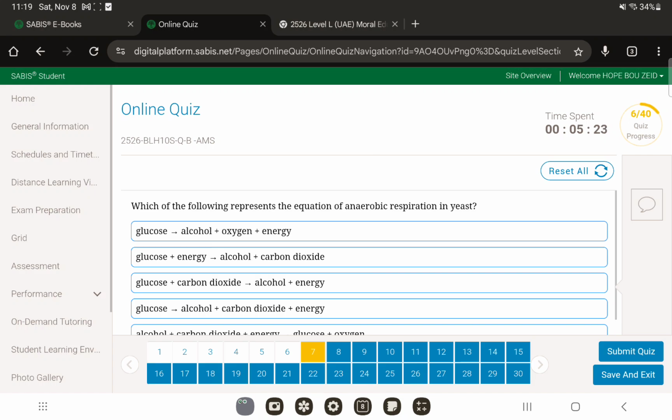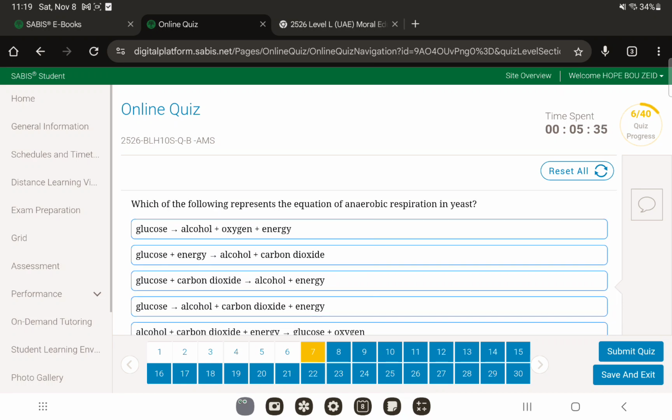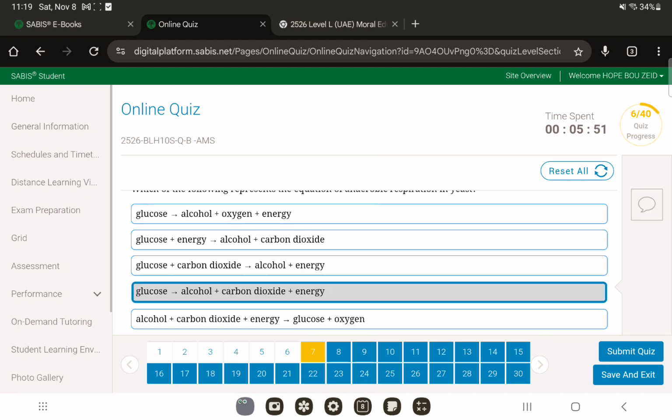Which of the following represents the equation of anaerobic respiration in yeast? In yeast, anaerobic, so no oxygen, so it just starts with glucose. Okay, so glucose is broken down, and then it produces alcohol and carbon dioxide and energy. There it is.